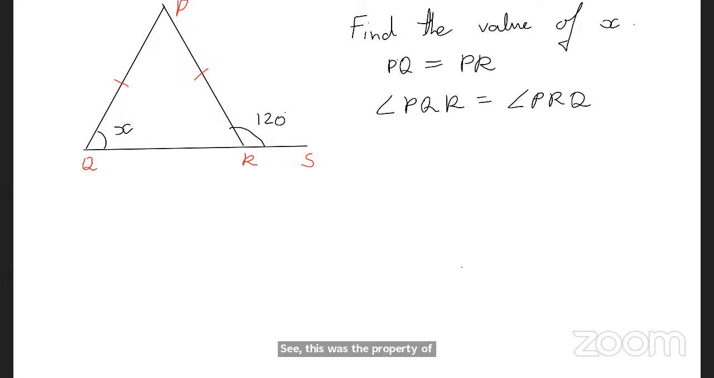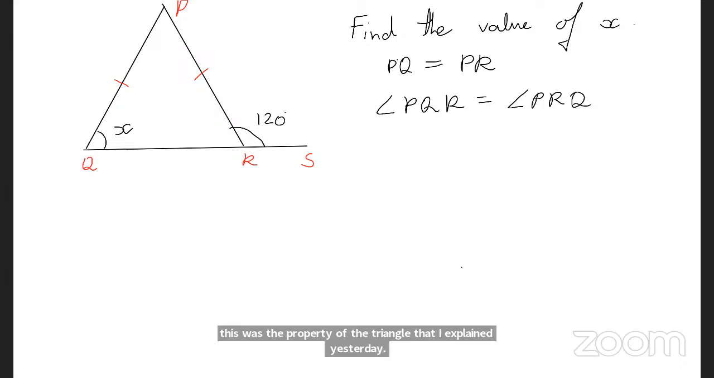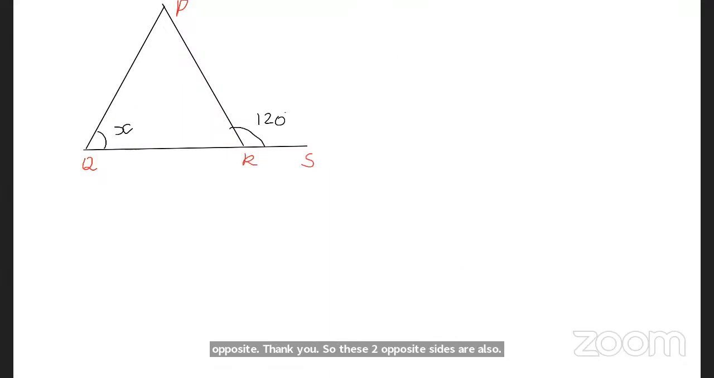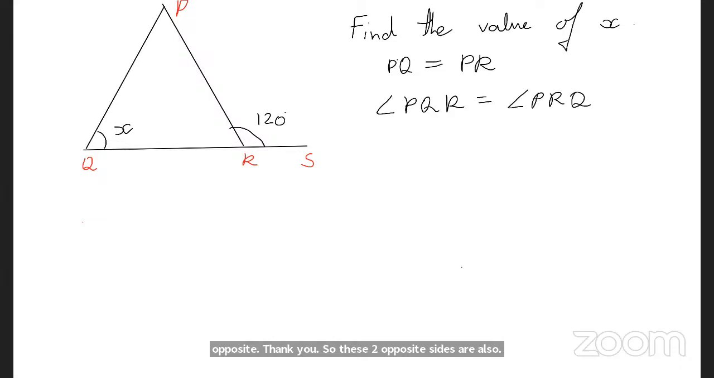It's given that PQ side and PR side are equal. What is the angle opposite to PR? This angle, Q, is opposite to PR. What is the angle opposite to PQ? Angle R. This angle is opposite to PQ. So these two angles opposite to equal sides are also equal. This is the property of isosceles triangle. Because of this property, we can say angle PQR equals angle PRQ.